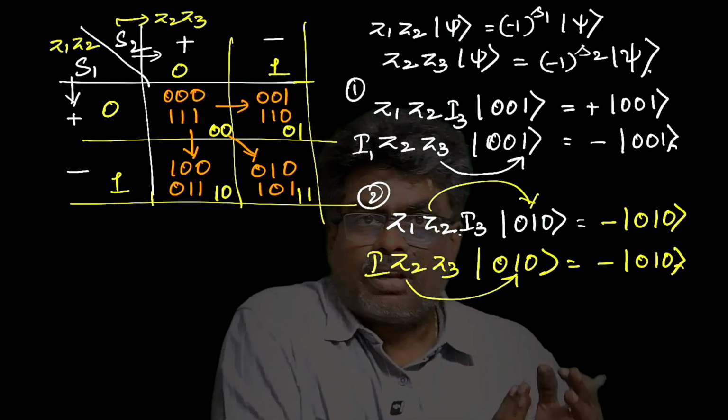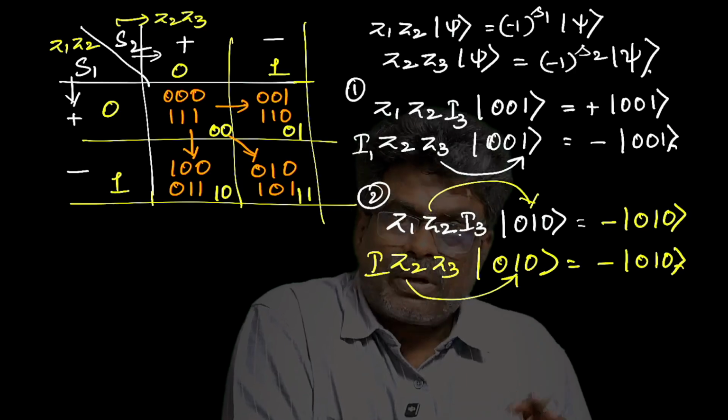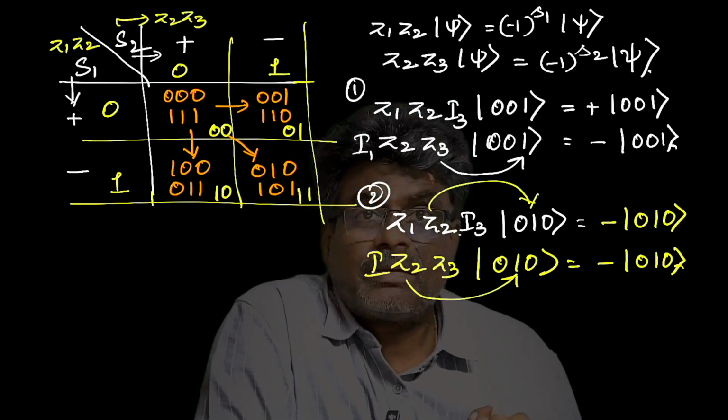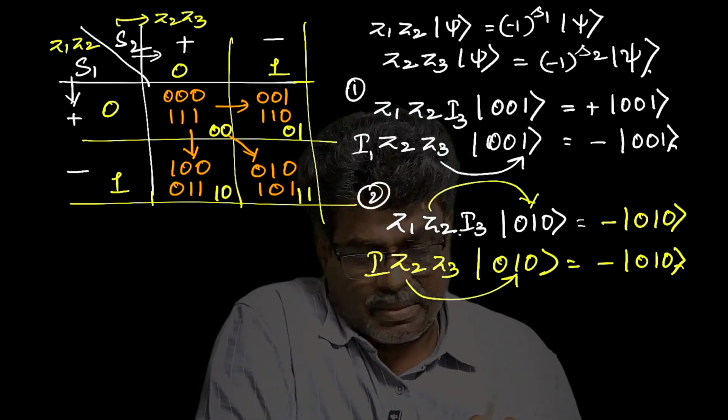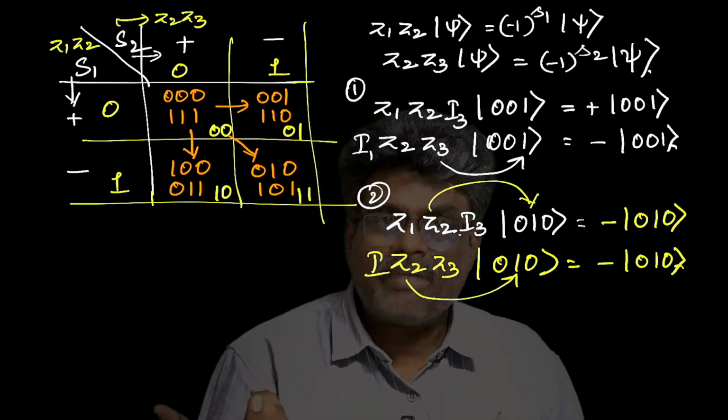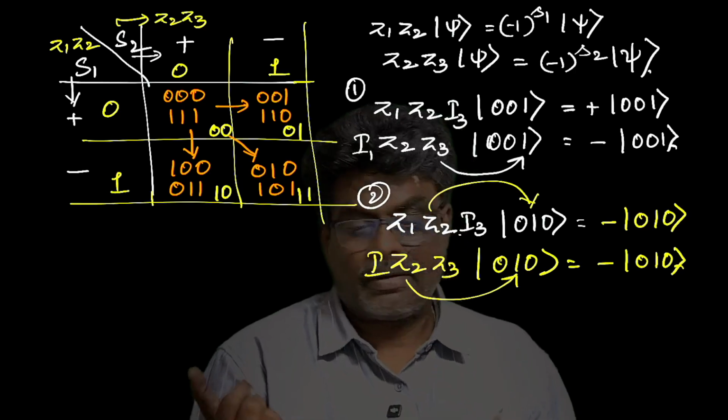Fine. So now we understood what these stabilizers are and how we are checking the parity by using these stabilizers. Okay, stabilizer operators. Stabilizers are nothing but the Hermitian operators basically. Okay, right.